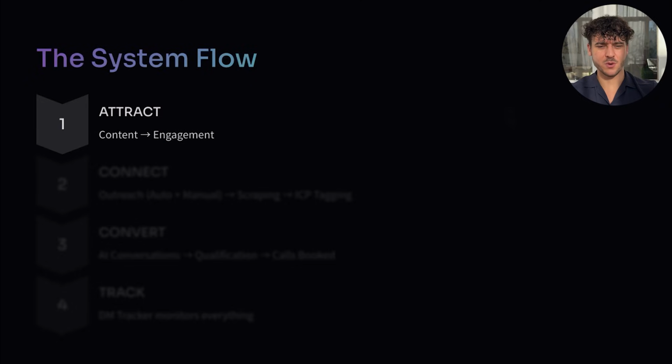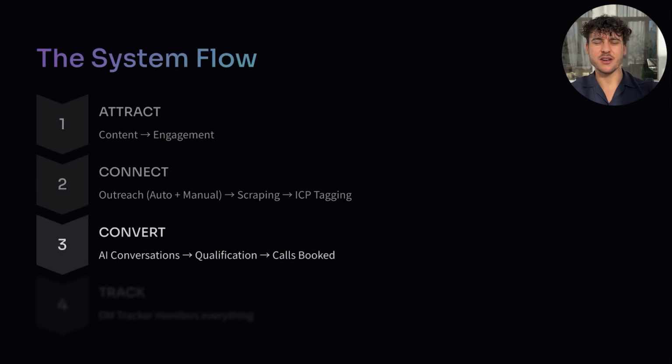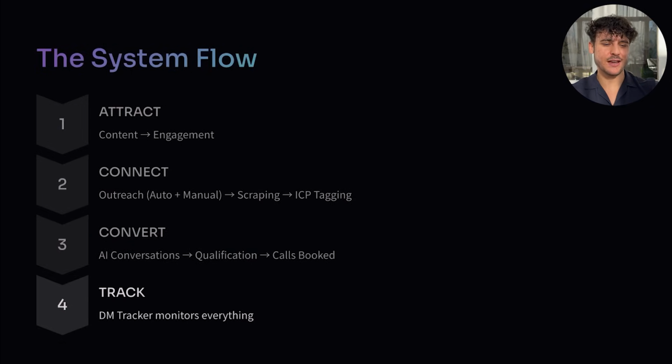You attract people with your content to get engagement. You can also run ads in the attract phase. You connect with those people through outreach, both automated and manual. You scrape their profiles and you tag the people who are an ICP match. You then convert those people with AI conversations with qualification to book in calls, and you track everything inside of DM Tracker so that everything is monitored.